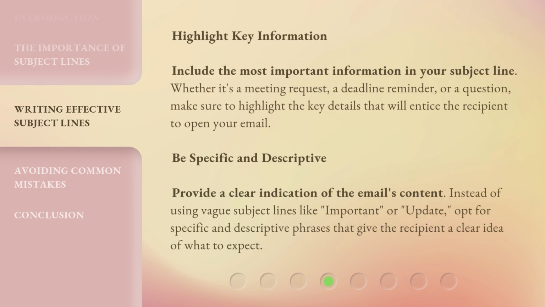Highlight key information. Include the most important information in your subject line. Whether it's a meeting request, a deadline reminder, or a question, make sure to highlight the key details that will entice the recipient to open your email. Be specific and descriptive. Provide a clear indication of the email's content. Instead of using vague subject lines like "important" or "update," opt for specific and descriptive phrases that give the recipient a clear idea of what to expect.